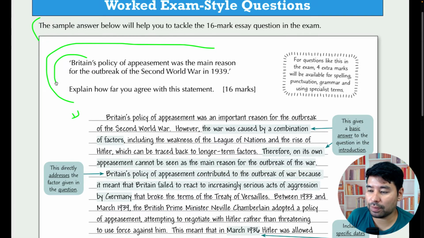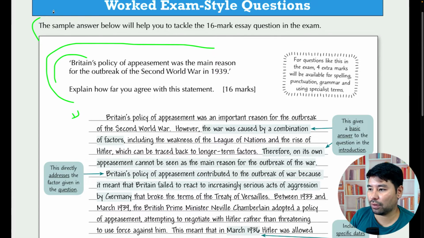Britain's policy of appeasement was the main reason for the outbreak of the Second World War in 1939. So Britain's policy of appeasement, of peace, it was the main reason. There is no other word to use besides that. That was the reason for the outbreak, for the beginning of the Second World War in 1939. So explain how far you agree with this statement. How far means do you agree or not, and how much? Oh, I agree 30%, 40%, 100%. So this is how far.